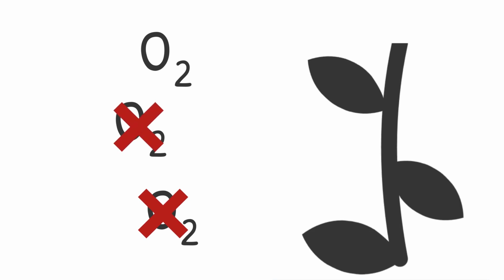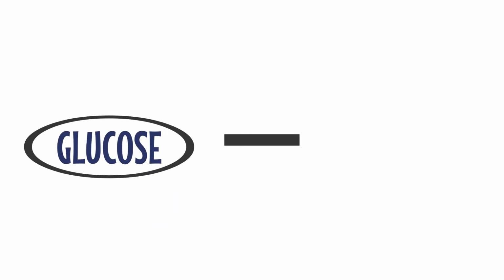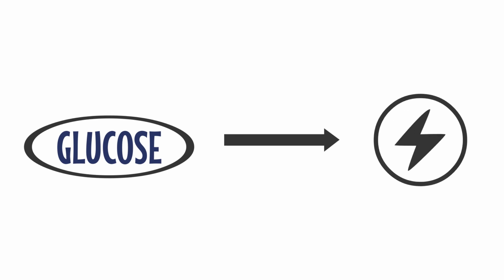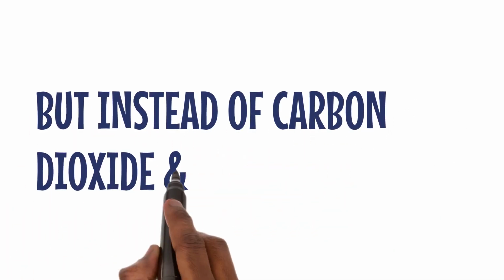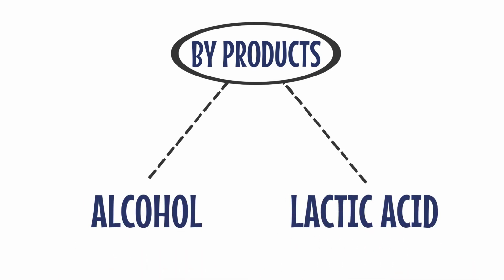Anaerobic respiration, on the other hand, occurs when plants don't have enough oxygen. In this process, glucose is broken down to release energy, but instead of carbon dioxide and water, the byproducts can be alcohol or lactic acid.